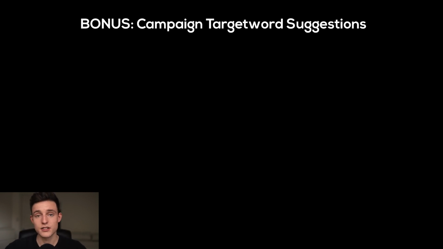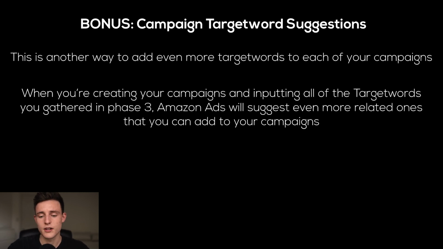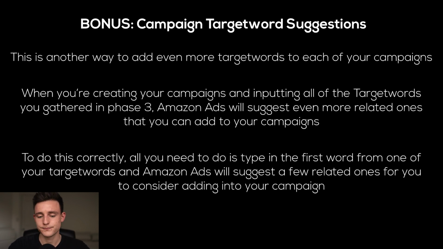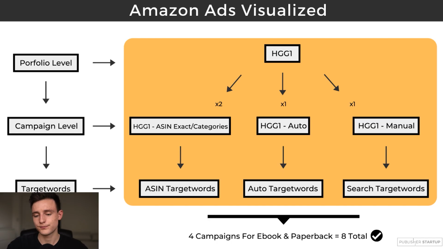Finally, bonus campaign target word suggestions. This is just another way to add in even more target words for your campaigns. When you're creating your campaigns and inputting all of the target words you gathered from phase 3 from Publisher Startup, or in this case, if you're coming from the last YouTube video, from the target words you gathered in part 1 of this video series, Amazon ads will suggest even more related target words that you can add into your campaigns. To do this correctly, all you've got to do is type in the first word from one of your target words, and Amazon will suggest a bunch that are related to that. And I'll show you that in a sec. This is just another excellent way to get as many related target words for your campaigns as possible, because you don't want to miss out on one that could potentially be highly profitable.